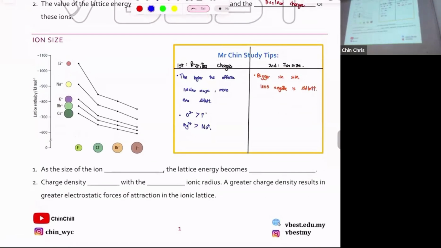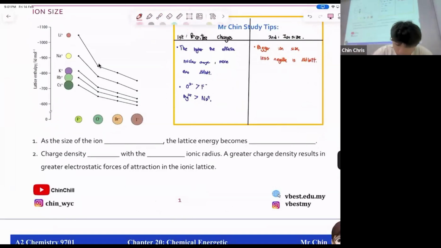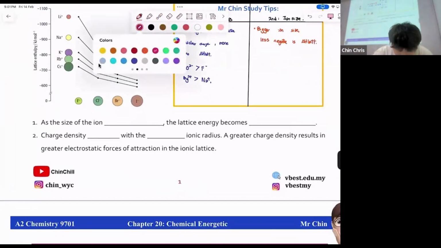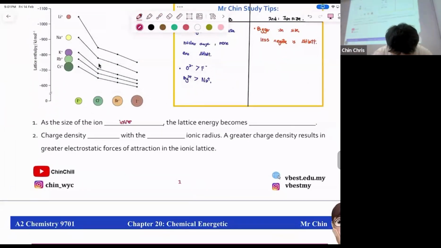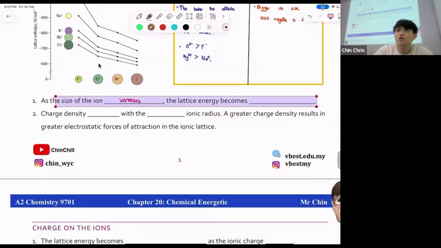Okay, as the size of the ion increases, what happened to the lattice energy? The lattice energy becomes... Okay, so again, guys, I don't want you to use the word increase or decrease. So try not to write increases and decreases here.